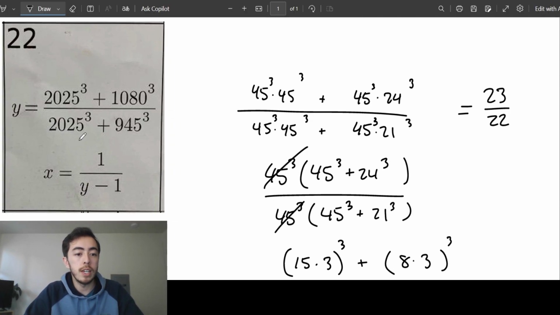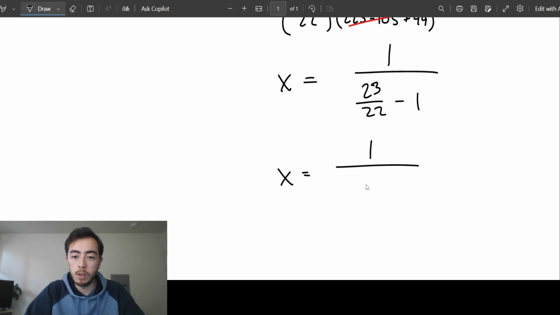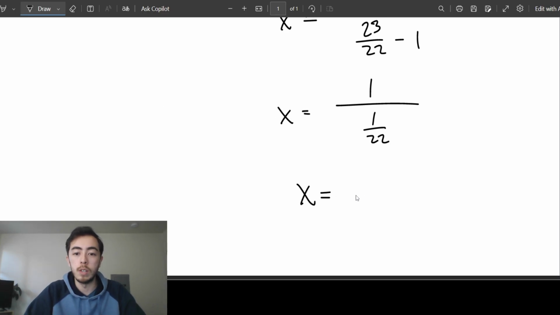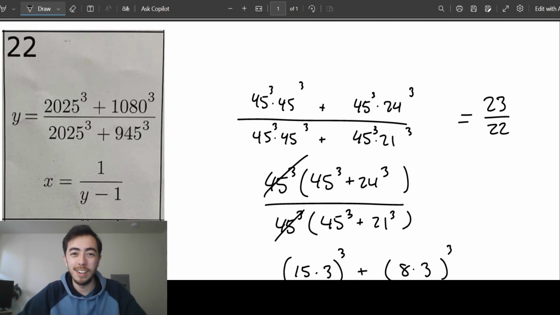So let's plug that into here. X is supposedly equal to 1 over y minus 1. Y is, again, 23 over 22. Let's simplify the denominator. We're going to get 1 over 22. And then any time that you have 1 divided by a fraction, you're essentially just going to get the reciprocal, or the flip of the bottom fraction. X is going to be equal to 22 today. So there we go. That's today's date. That's great because we're supposed to get 22 for today. And we did. So I guess we're all done.